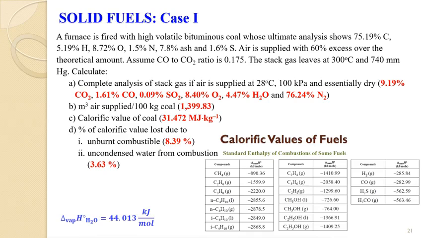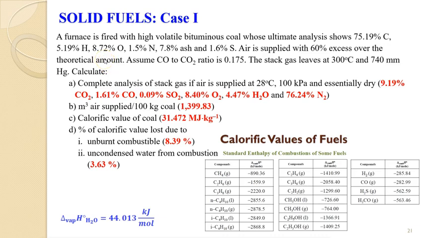Case 1. Given a furnace is fired with high volatile bituminous coal whose ultimate analysis shows 75.19% carbon, 5.19% hydrogen, 8.72% oxygen, 1.5% nitrogen, 7.8% ash, and 1.6% sulfur. Air is supplied with 60% excess over the theoretical amount. Assume that CO to CO2 molar ratio is 0.175. The stack gas leaves at 300 degrees Celsius and at 740 millimeters of mercury.